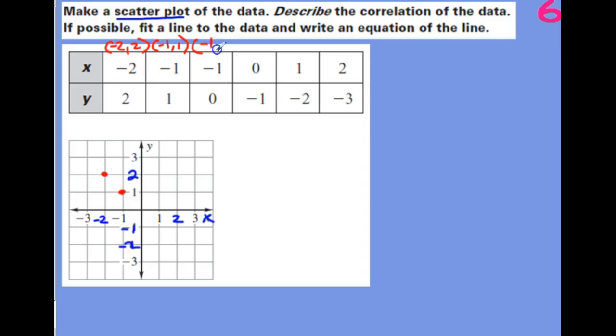Our next point is negative 1, 0. So negative 1, we didn't go up or down right there. Our next point is 0, negative 1. So we didn't go left and right. X is 0, y is down 1. Our next point is 1, negative 2. So x is 1 to the right. Negative 2 is down 2. And then our last point is 2, negative 3. So x is 2, y is down 3.